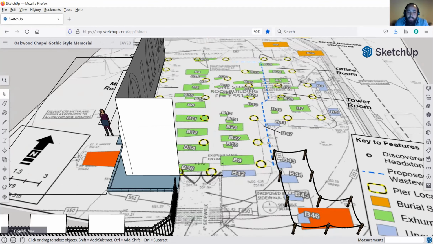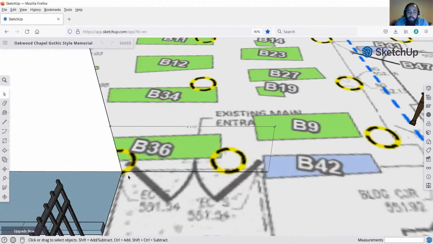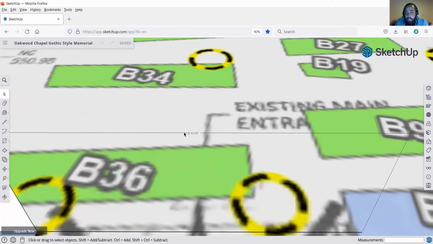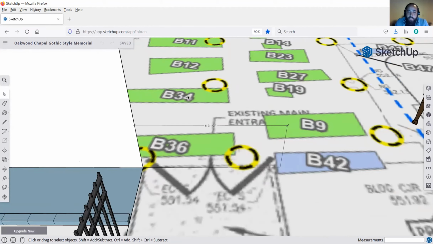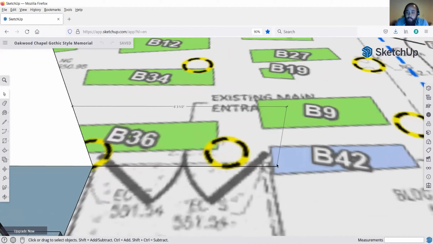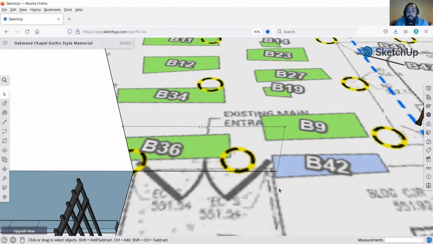How I did this was I took the measurement of the threshold outside the chapel main door, of the cement walkway that leads into it. I got this number, which is about 6 feet, 3.5 inches, and was able to scale up this photograph of the chapel burials and get it fairly close. It's just a little bit off, so this isn't quite to scale, but it's a good representation of where those burials are.